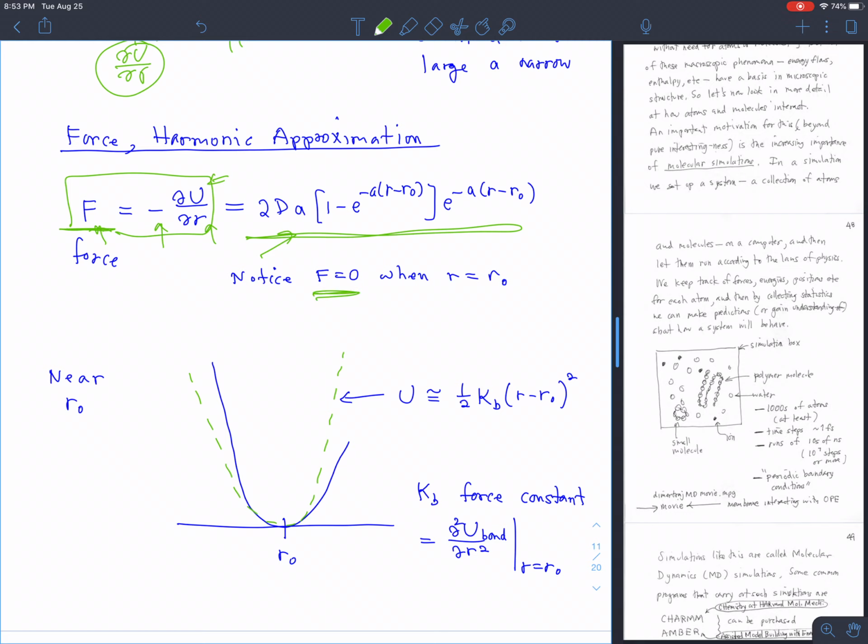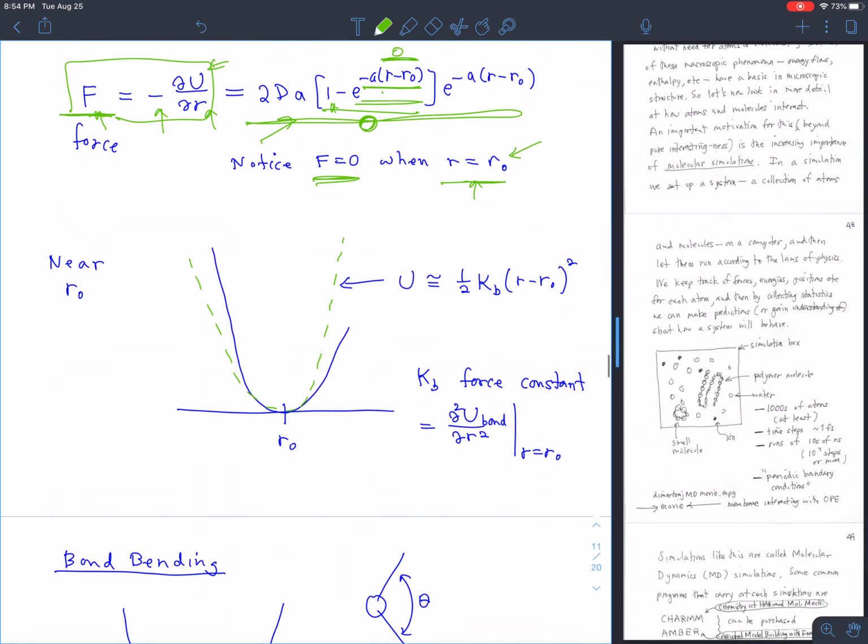Notice that if I set r equal to r0, then this is 0 right here. That means we've got e to the 0, which is 1, minus 1, which makes this whole thing 0. So you get no force when r is at the equilibrium bond length, which means that's the equilibrium bond length, right? That's the definition. That's where the bond wants to be.